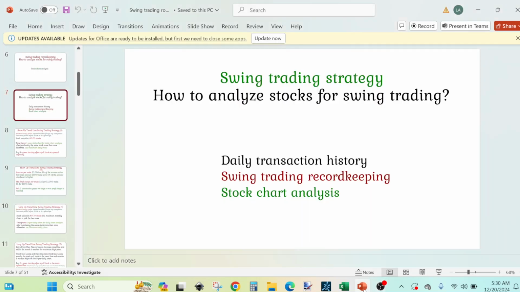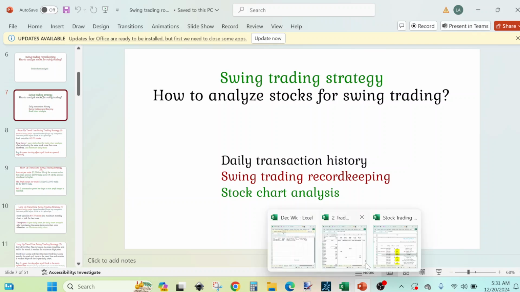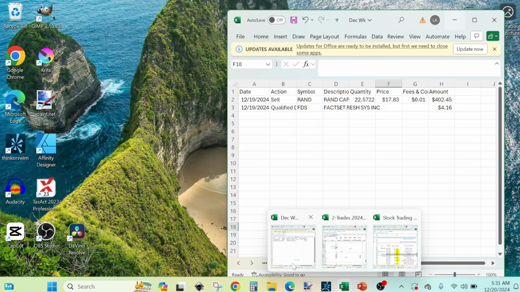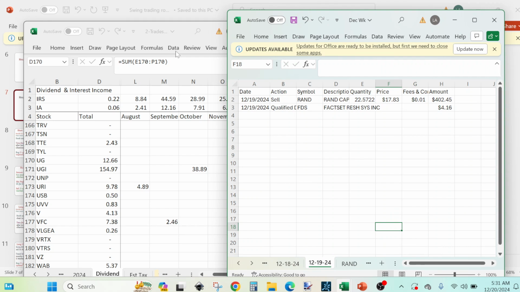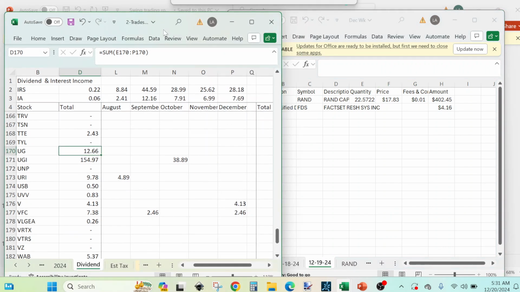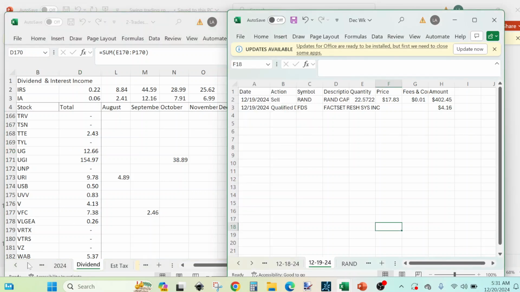Hello, swing trading strategy. How do you analyze stocks for swing trading? We are going to do our bookkeeping as a swing trading routine that we have and then analyze the chart. Yesterday we didn't purchase any stocks and we didn't sell any. We sold one that we purchased for dividend income purposes, but it was positive in the account and we just sold it.